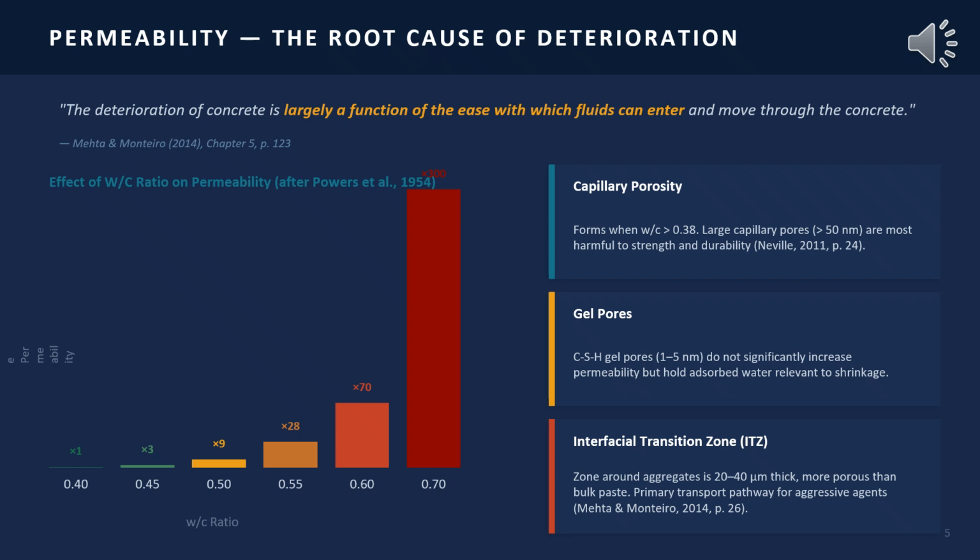Look at the bar chart on this slide. This is based on the classic work of T.C. Powers and colleagues from 1954. At water cement ratio of 0.4, we assign a relative permeability of 1, which is our baseline. If we increase the water cement ratio to 0.5, permeability increases 9-fold. At 0.6, it is 70 times the baseline. At 0.7, which was common in older construction, it's 300 times more permeable.